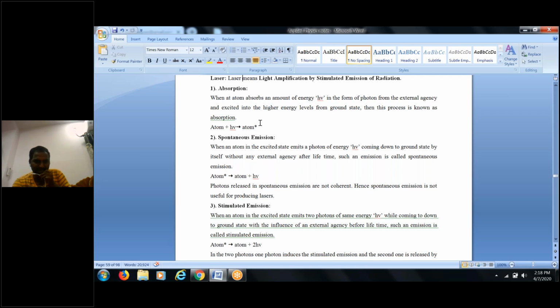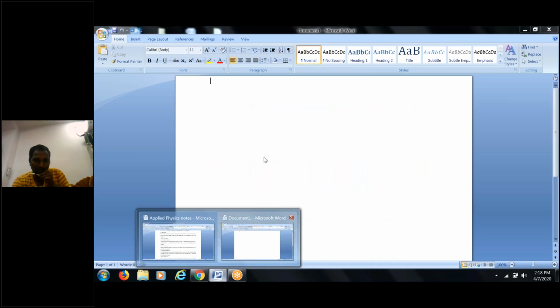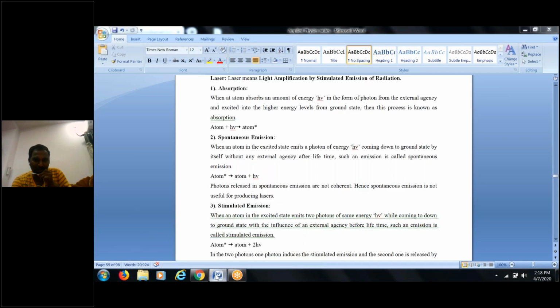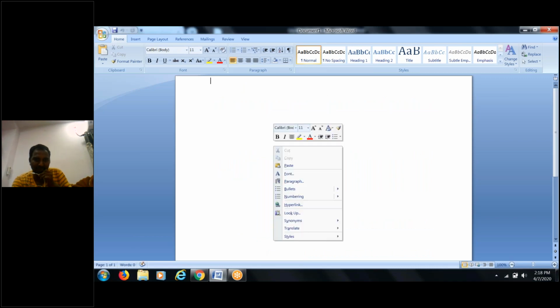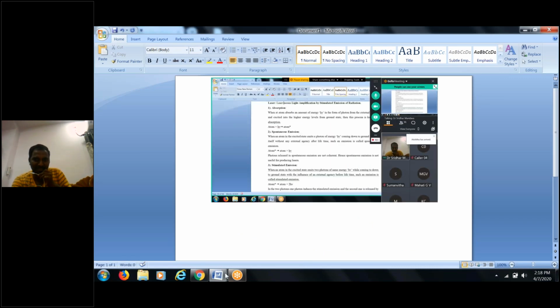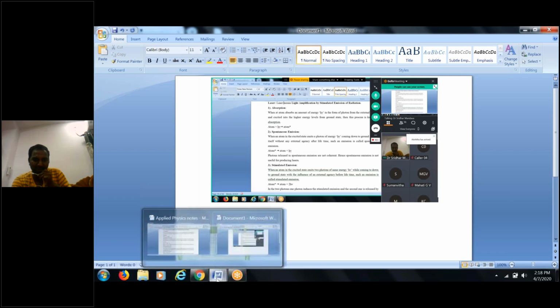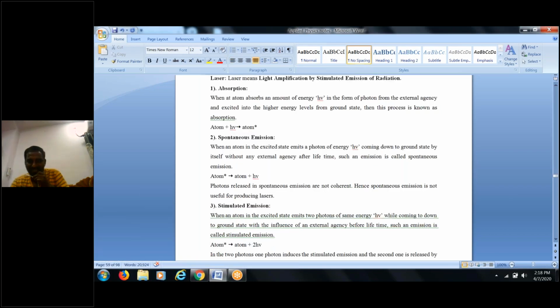Therefore, such an emission has two components. That means the emission process is divided into two categories. One is spontaneous emission and the second one is stimulated emission. What is the difference between spontaneous emission and stimulated emission? In spontaneous emission, on its own, spontaneously, without applying any external agency, the electrons which are present in the higher energy level return back to the ground state by releasing an energy equivalent to one photon amount of energy. Such a process is known as spontaneous emission.